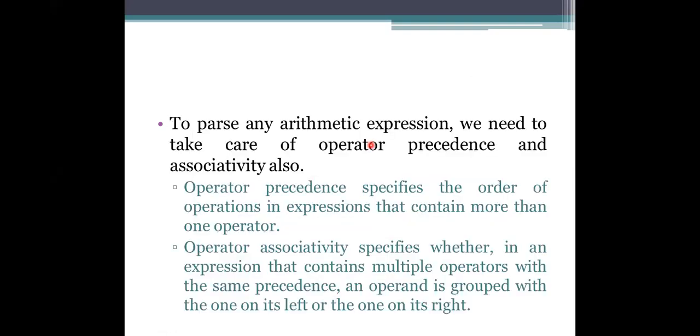So to evaluate an expression, we need operator precedence. Operator precedence means we need to select which operator has the highest precedence. In the previous example, A plus B into C plus D, the star value, B into C, will be evaluated first, and the resulting answer will then be added to the remaining terms.